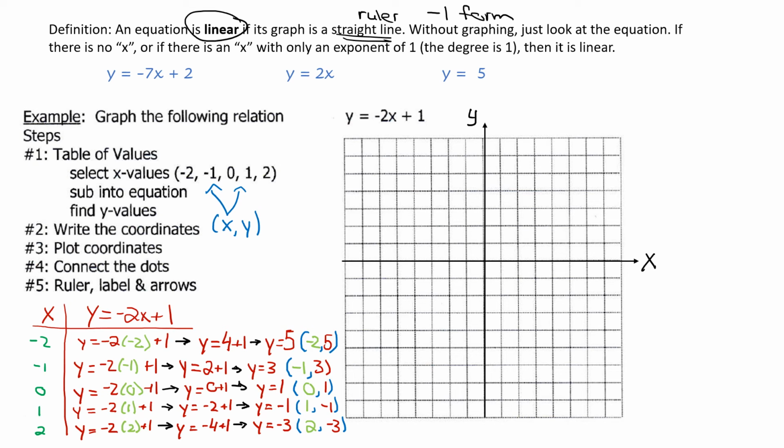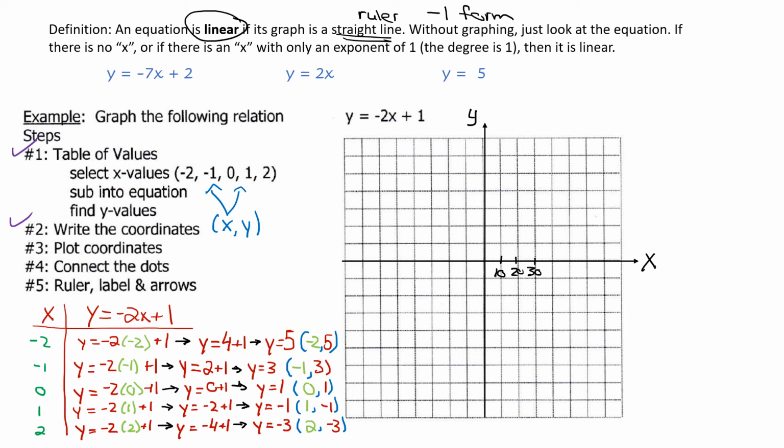Okay, where are we on our list here? Table values, we did that. Number 2, write the coordinates, we did that. Number 3, plot the coordinates, we're doing that. Okay, I'm going to use blue. Well, before I can graph these coordinates though, I need a scale. I need to know where I'm putting them. So do I want to count by tens here? Would that be reasonable? 10, 20, no way, that's no good. We don't want to count by tens.